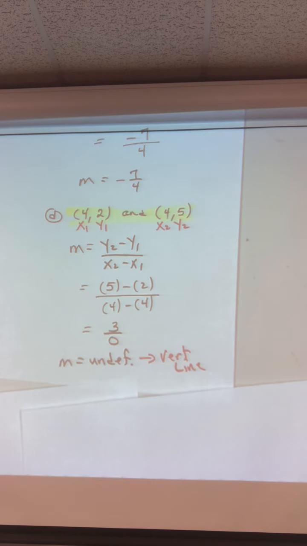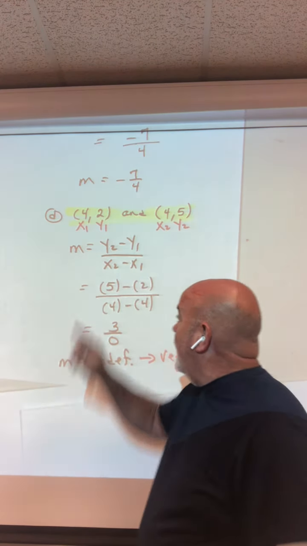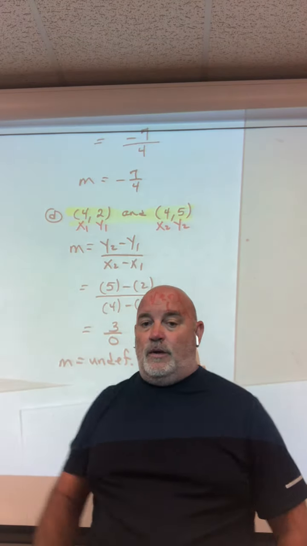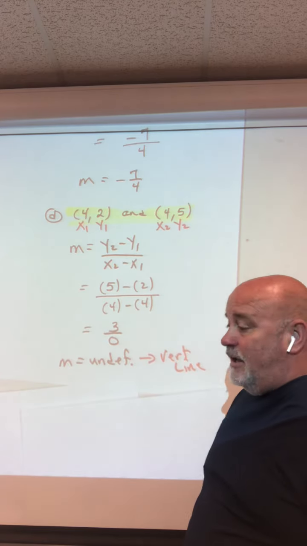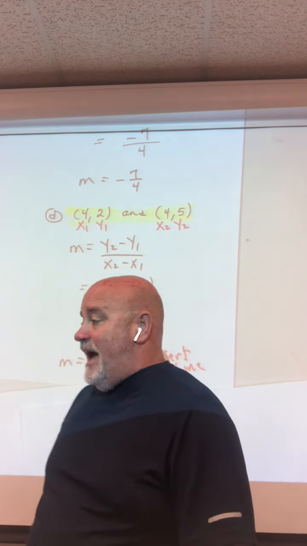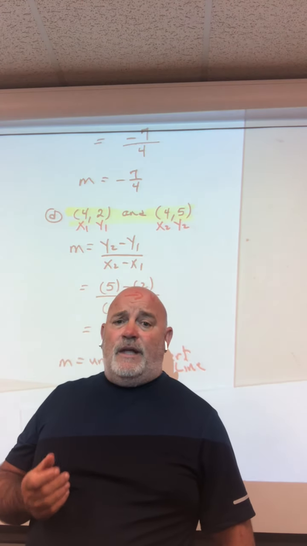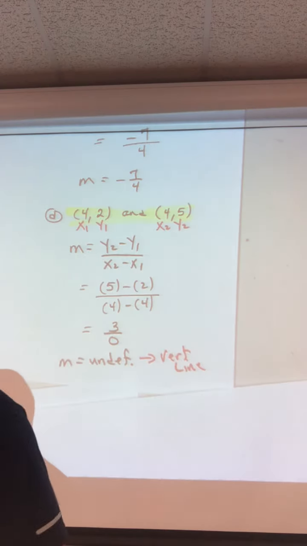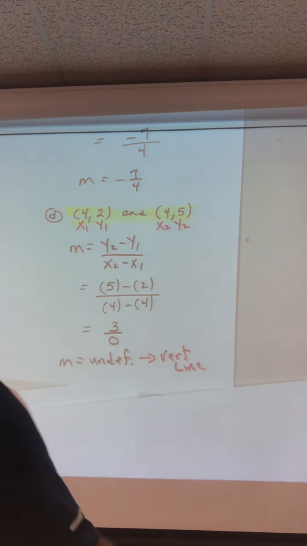So, if the slope is undefined, that means that this line must be vertical. And it is. If you plot these 2 points on a graph, you'll see that those 2 points are straight up and down from one another. So that one has an undefined slope. So that's how you find the slope of a line if you are given 2 ordered pairs. Okay, that concludes this video, section 3.4, part 2.